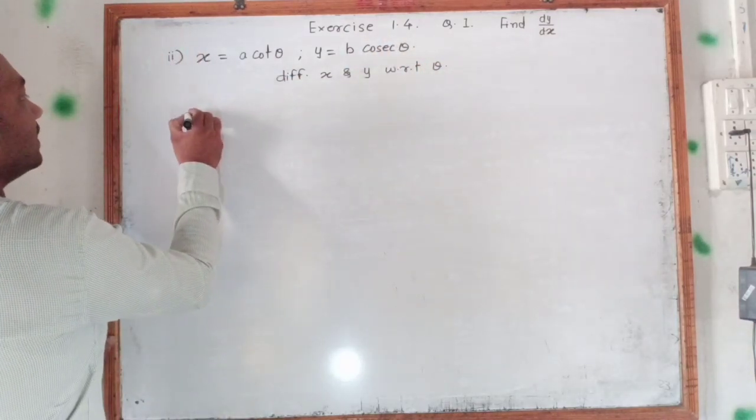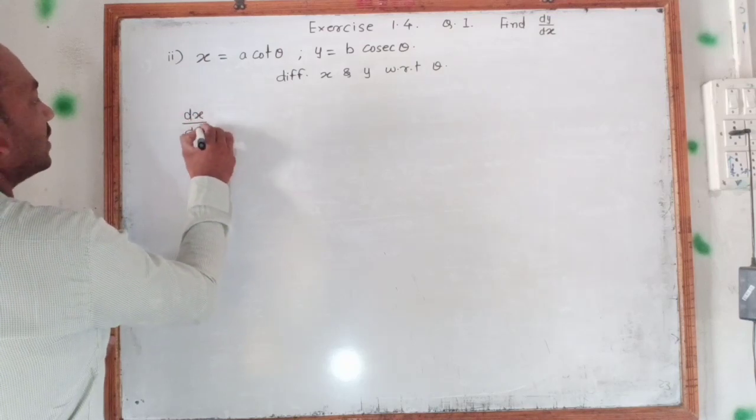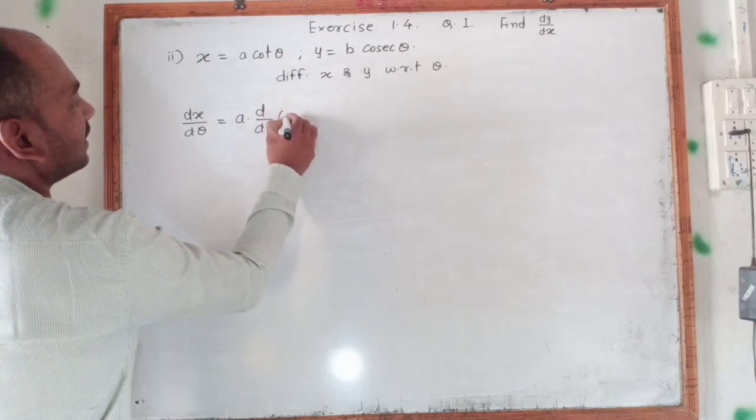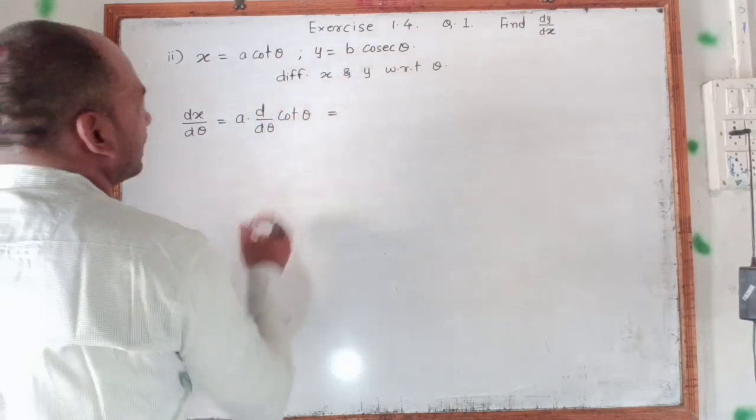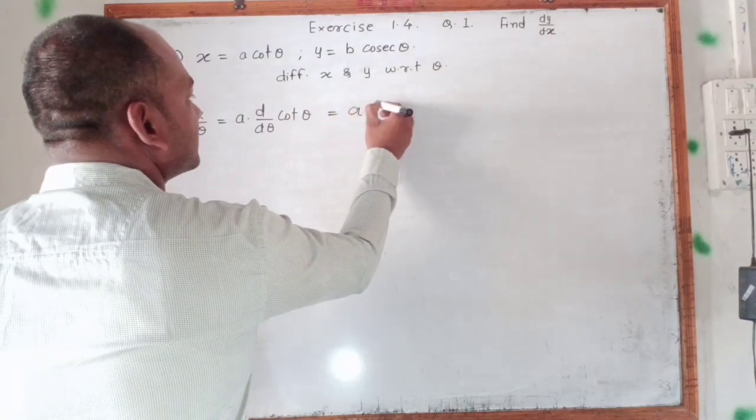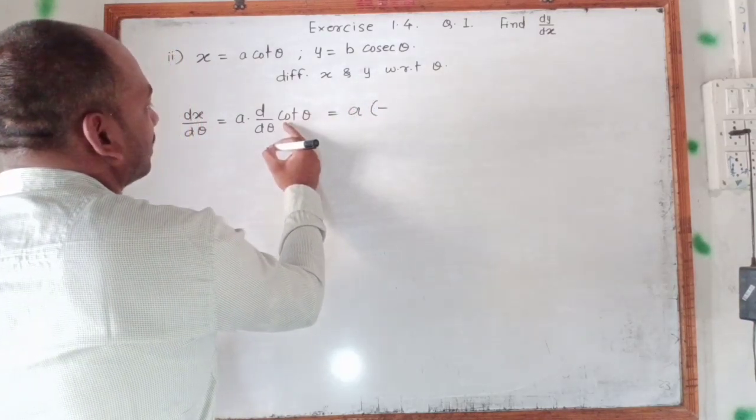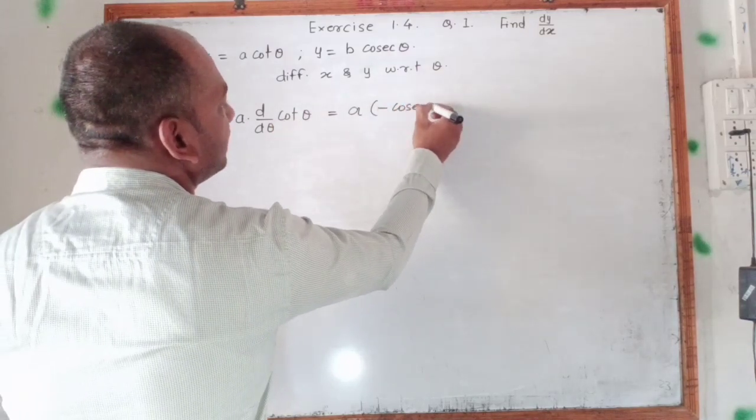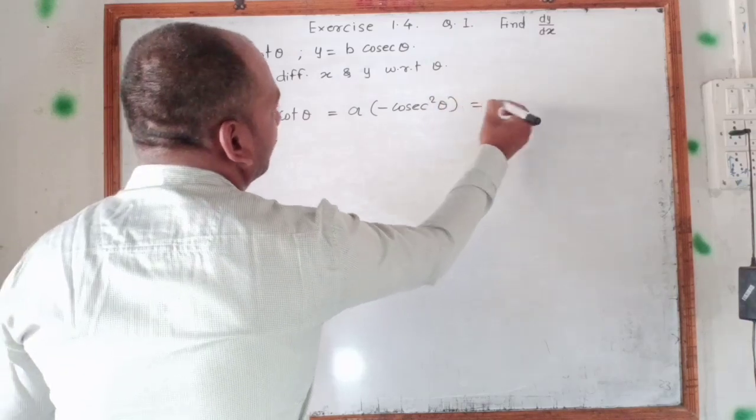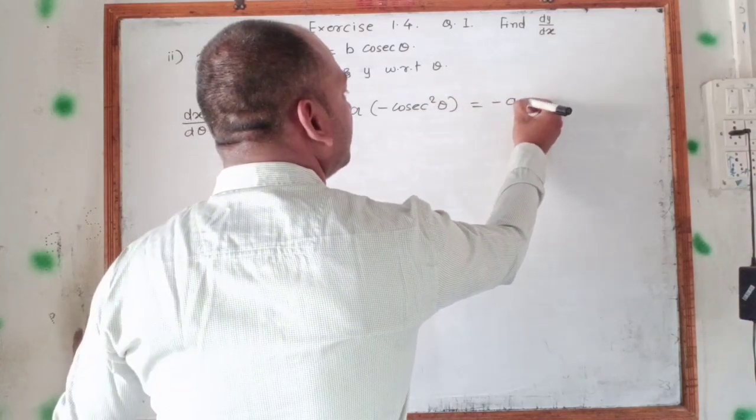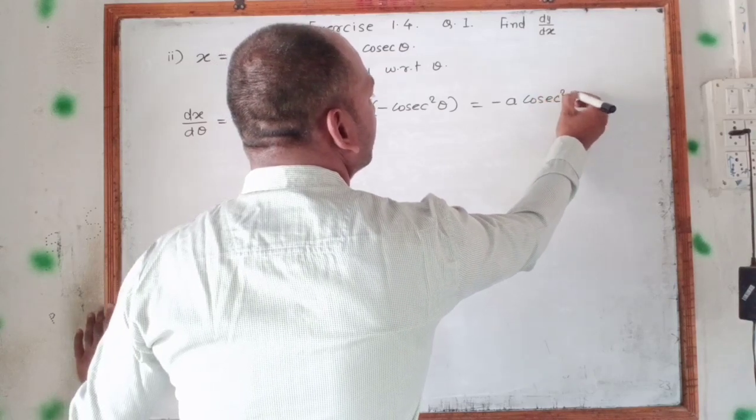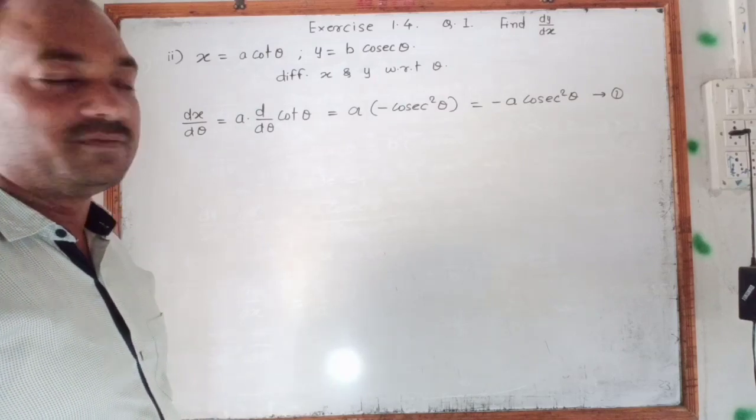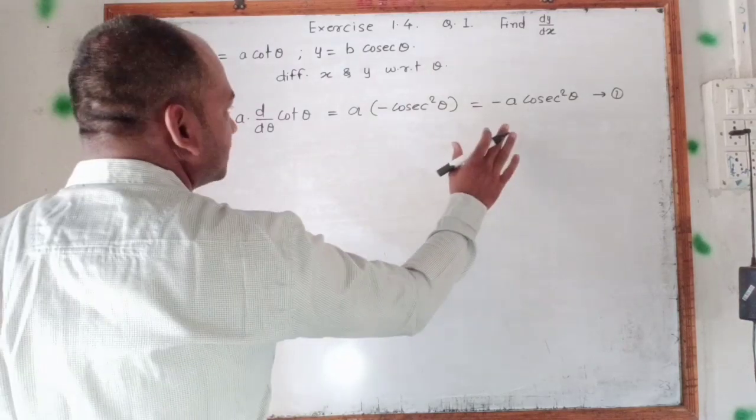So the derivative of x, dx upon d theta, is equal to a into d by d theta of cot theta. Now a as it is, and the derivative of cot theta is minus cosec square theta. So what do we get finally? Minus a cosec square theta, equation 1. So in this way we get the first equation.